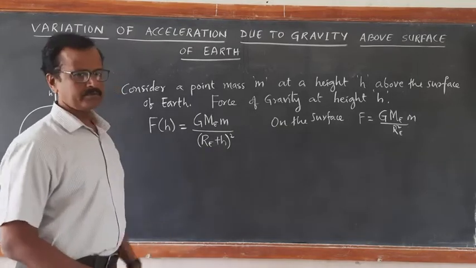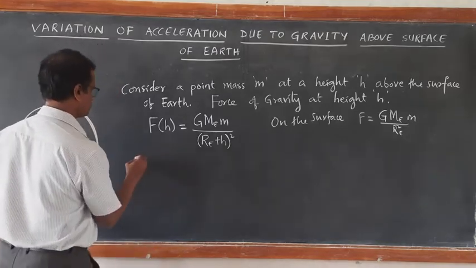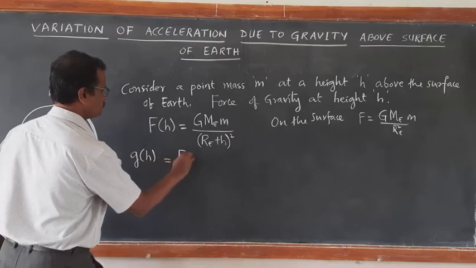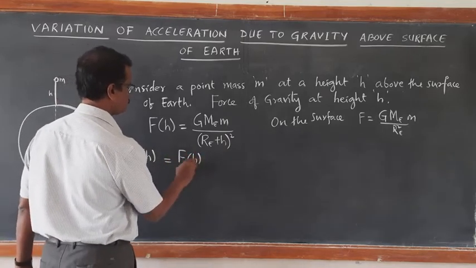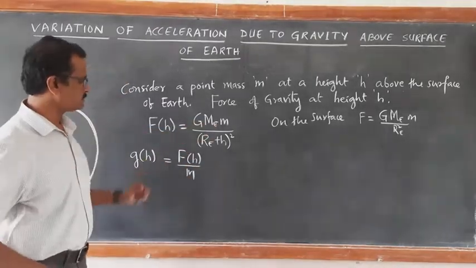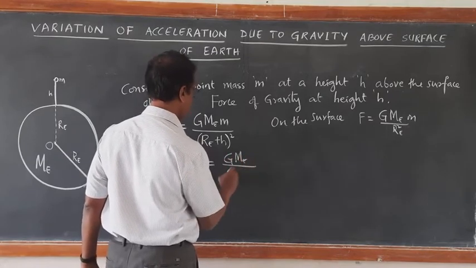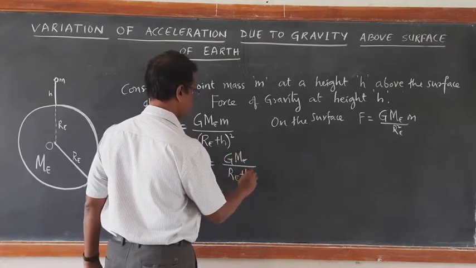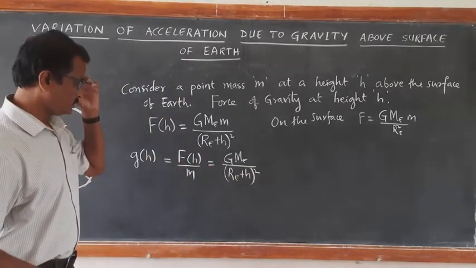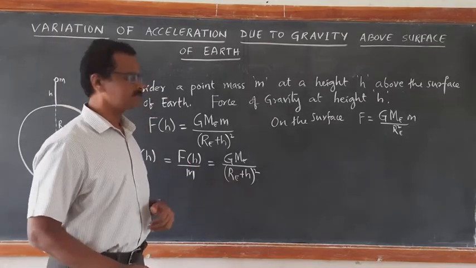Now we will calculate what is the acceleration due to gravity at this height h. So acceleration due to gravity at height h is given, using Newton's second law, by force at height h divided by the point mass m. So this gives us G Me upon Re plus h whole square. Now, if we substitute the value of height, we will be able to calculate this one.